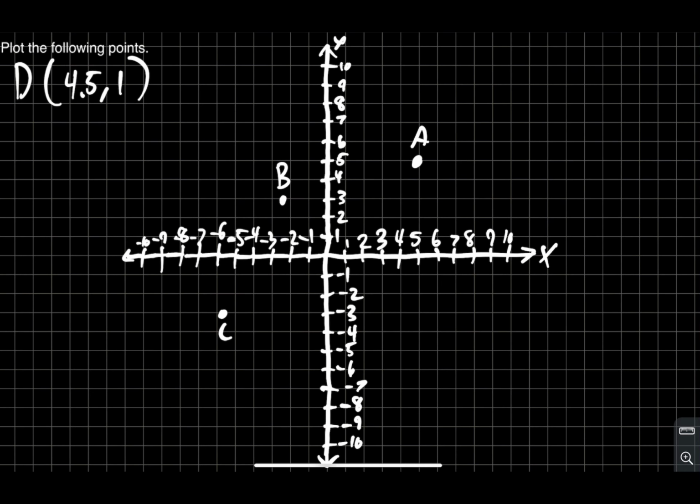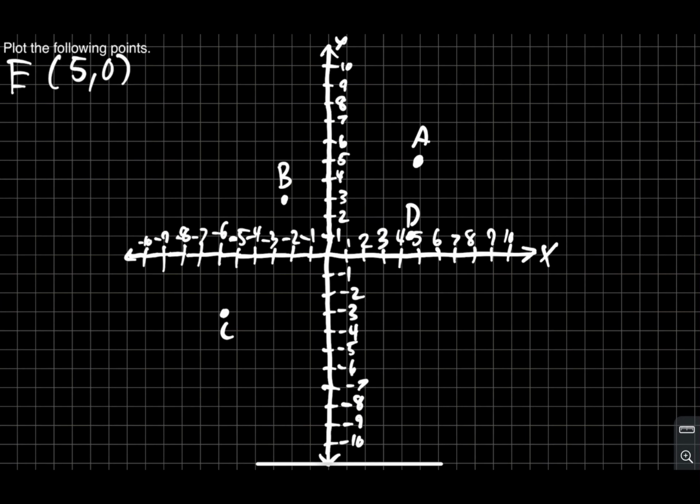Now for point D, it has an x value of 4.5 and a y value of 1. So 4.5 is going to be in between 4 and 5. And 1 is going to have a value of 1. So these lines are going to meet up about right there. So it's going to be right about here. So that's going to be point D.